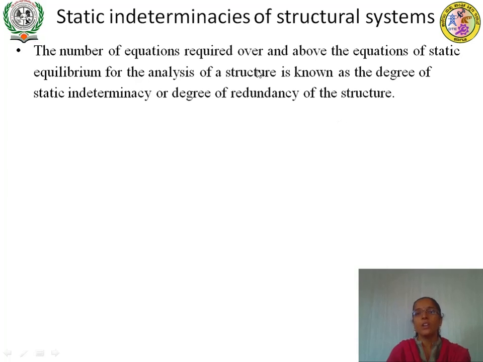So the additional number of equations required above the static equilibrium conditions is called the degree of redundancy or degree of static indeterminacy. It is denoted by DS, where S represents static indeterminacy. It can be found by using DSE plus DSI.